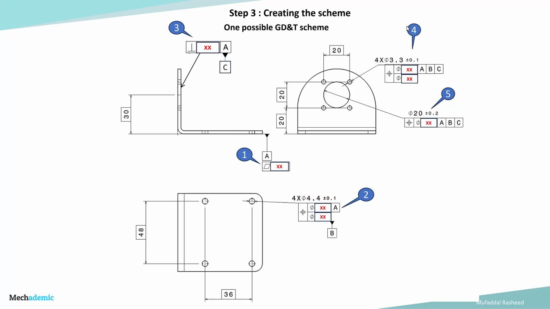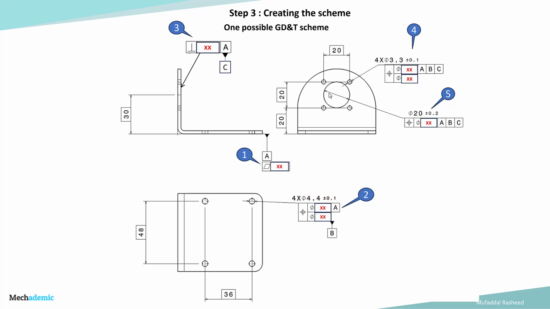The fourth annotation, that is the composite position control, also controls the center to center distance of the holes in the second line. So the first line controls the pattern as a whole in terms of its position with respect to datum reference frame A, B, C. Datum reference frame A, B, C is formed by datum features A, B and C. So the first line controls the location of the pattern. The second line controls the inter-hole distance, center to center distance.